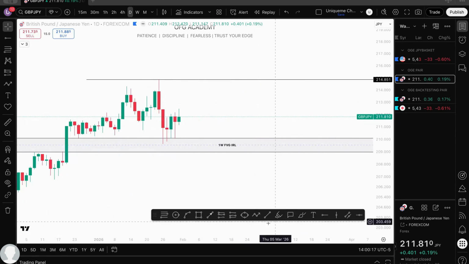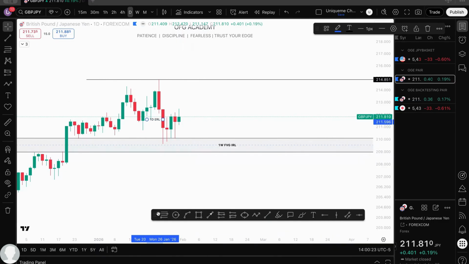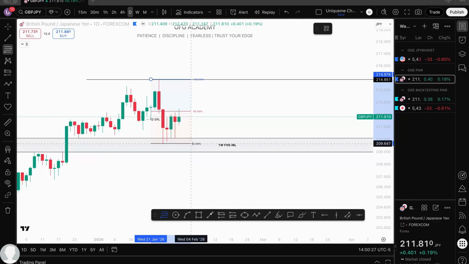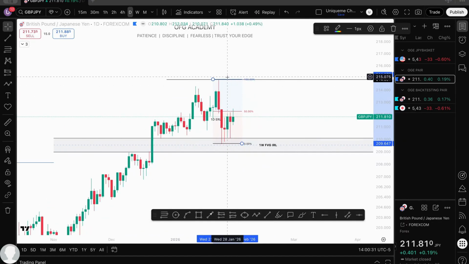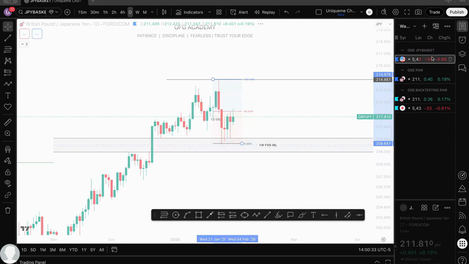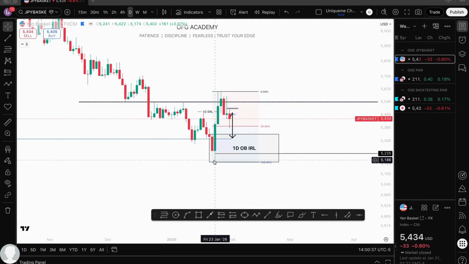But I have also a shift of market structure here. You see it now from this high to this low. This might be a liquidity sweep around here. Price might go out and clear this high, just as the way I showed you on JPY basket. This is coming from 1 week. Price might go and clear this low. I can't really say until price comes down to this level, this other block on 1 day.